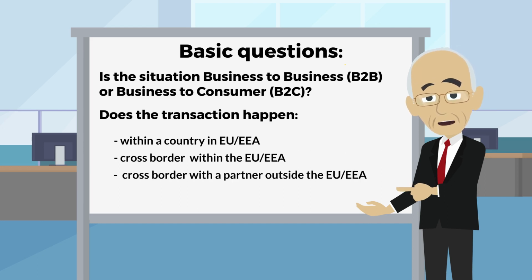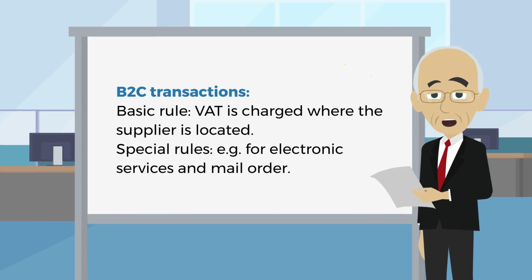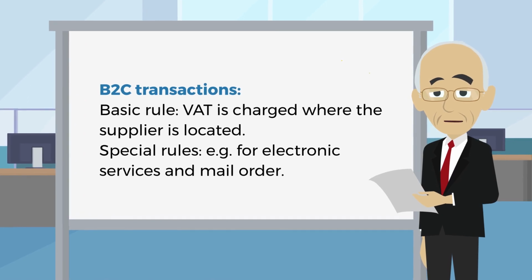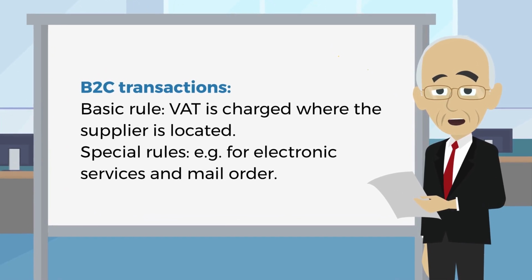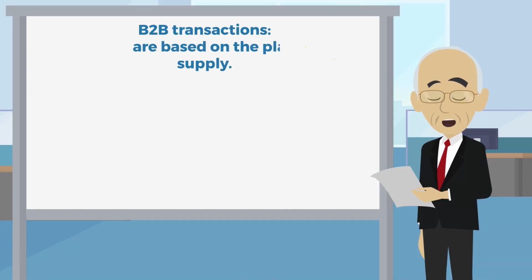There are special rules about the place of supply for VAT purposes. If the transaction is B2C, then as a basic rule, the VAT is charged and paid where the supplier is located. For electronic services and mail order, there are some special rules which we will see later. If the transaction is B2B, we need to define where it happens and issue the invoice properly based on the rules for the place of supply.